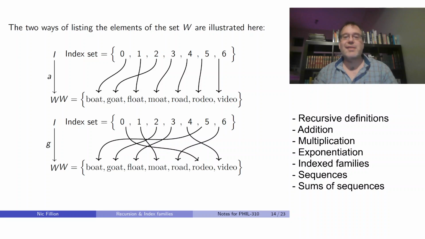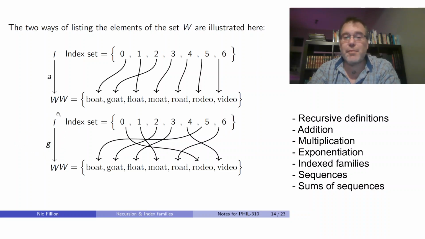So we're going to have a 0th element, a first element, a second element, and so on. Those of you who program in Python will be very familiar with this approach because everything starts counting at 0 in Python. So in alphabetic order, the 0th element is boat, the first element is float, the second element is goat, the third element is moat, and so on and so forth.